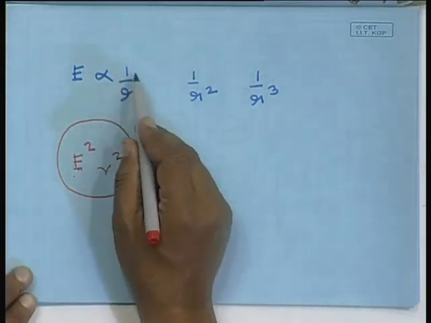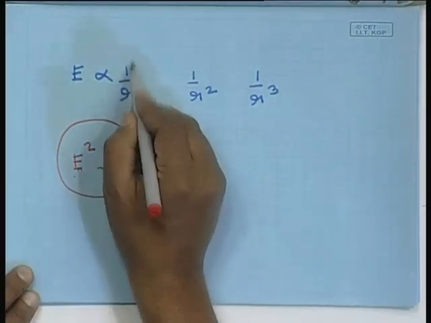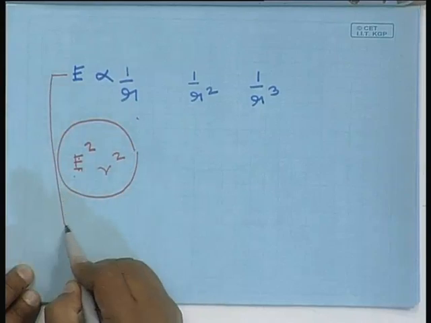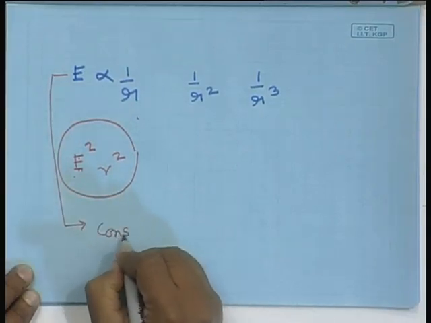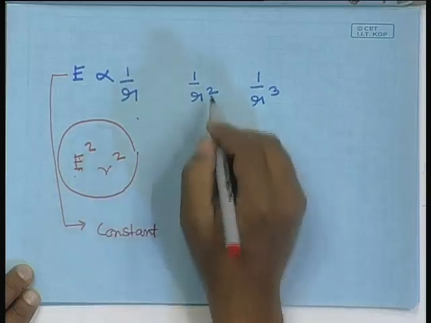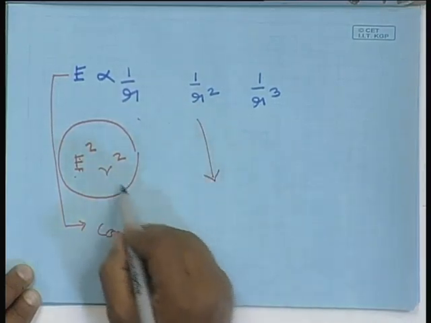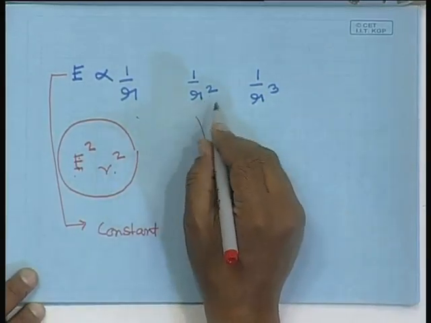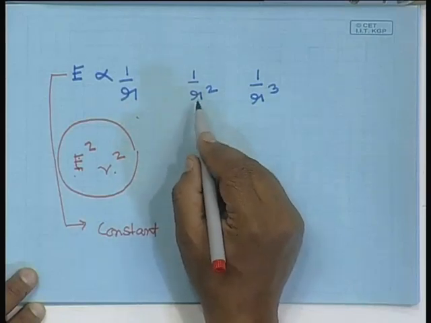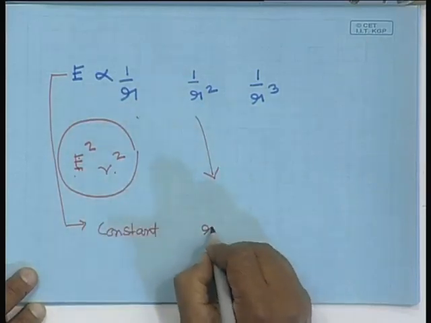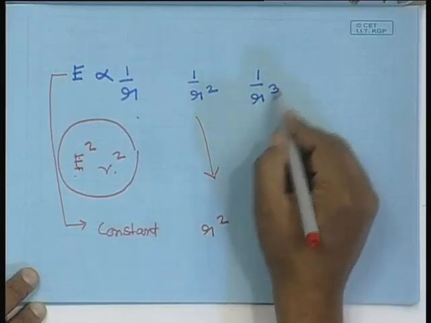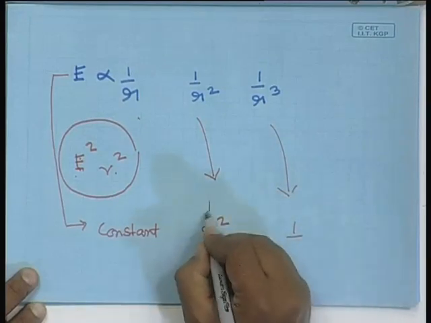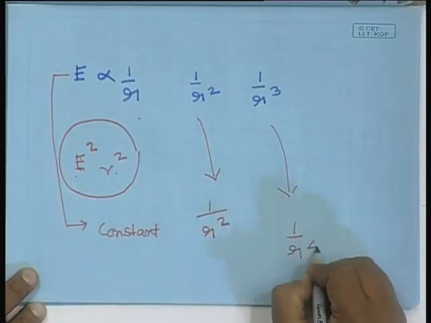Now, if you have a 1 by r electric field, then E square into r square is a constant. For this particular electric field, it does not depend on r. Whereas for a 1 by r square electric field, when I square it, I will get 1 by r to the power 4 multiplied by r square, so the whole combination will fall off as 1 by r square. And if I had 1 by r cube, then the whole combination would fall off even faster.